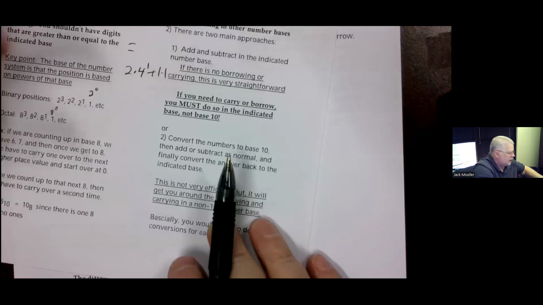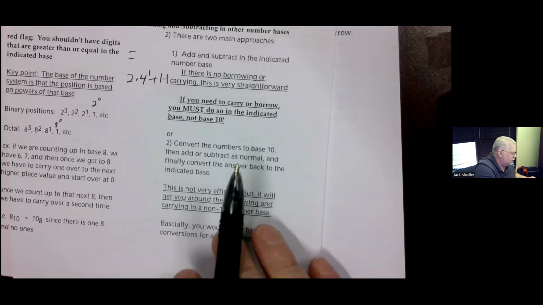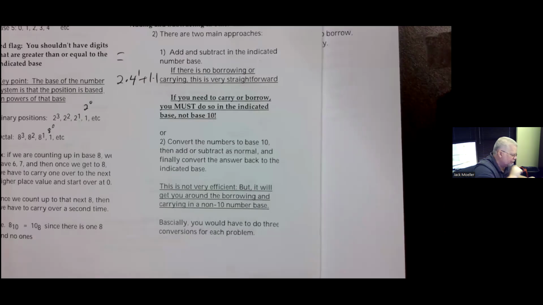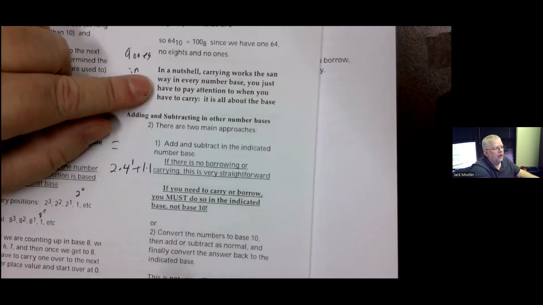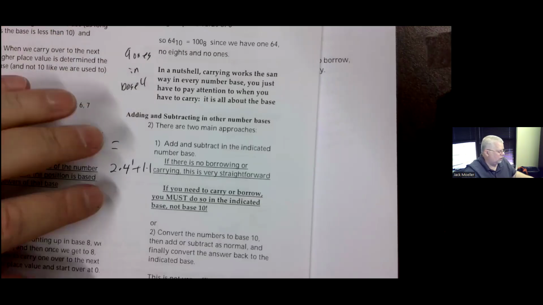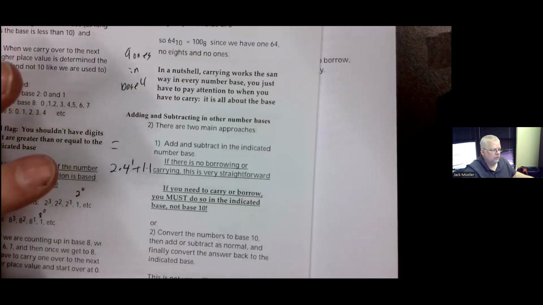Yeah, so at this point, that's kind of a review of 4.2. So let's go on to the actual adding and subtracting. I do want to emphasize that adding and subtracting in other number bases works like you're normally used to in base 10. Now we're not working in groups of 10, we're working in groups of whatever our base is. There are two ways that you can do this.